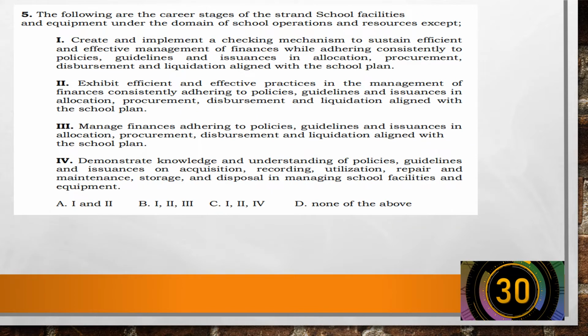Number 5. The following are the career stages of the strand school facilities and equipment under the domain of school operations and resources, except Roman numeral number 1, create and implement a checking mechanism to sustain efficient and effective management of finances while adhering consistently to policies, guidelines, and issuances in allocation, procurement, disbursement, and liquidation aligned with the school plan. 2.